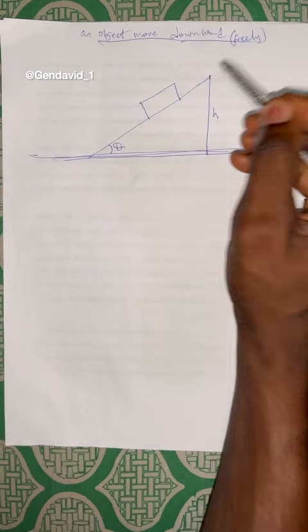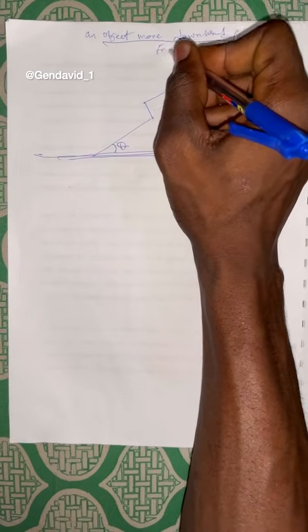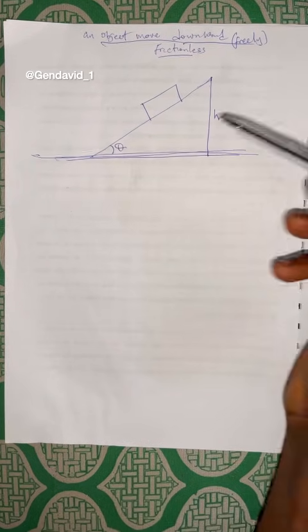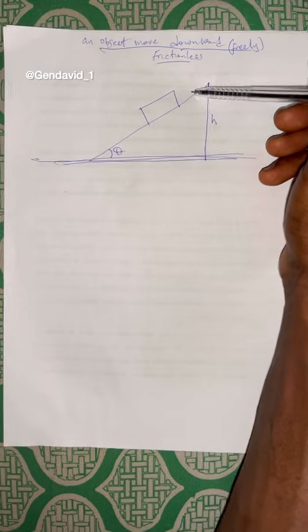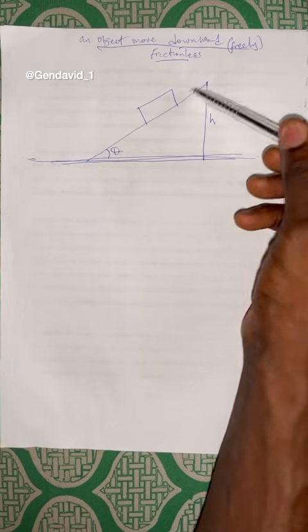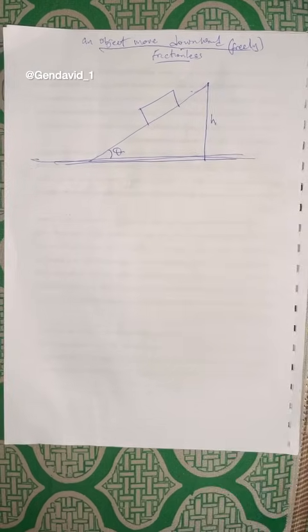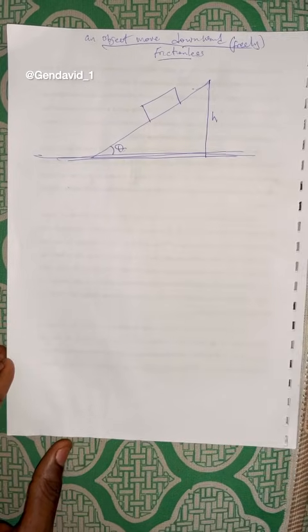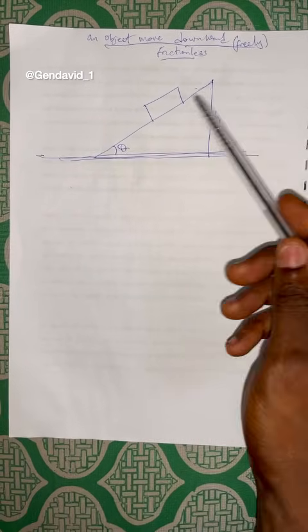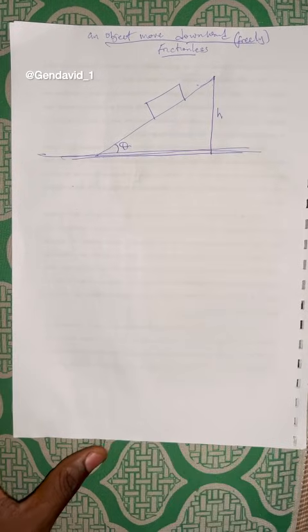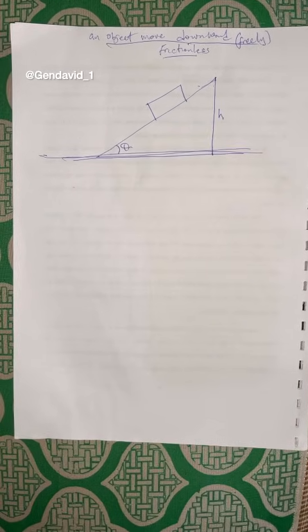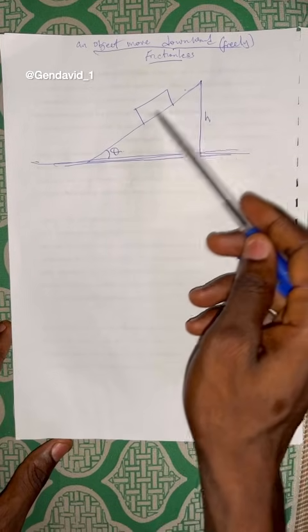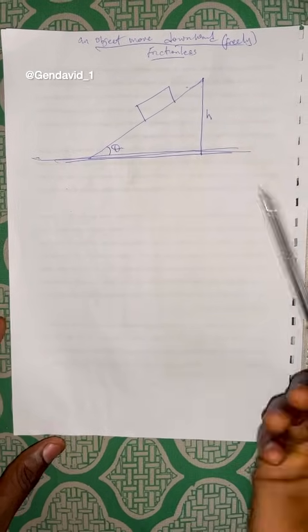This is an inclined plane. Sometimes they will say a frictionless inclined plane. When you place an object on this frictionless inclined plane, the object will be moving down by itself. Now, if the object moves down by itself, that means there is no applied force on it. There is just an internal force that is taking it down. So there is no applied force.